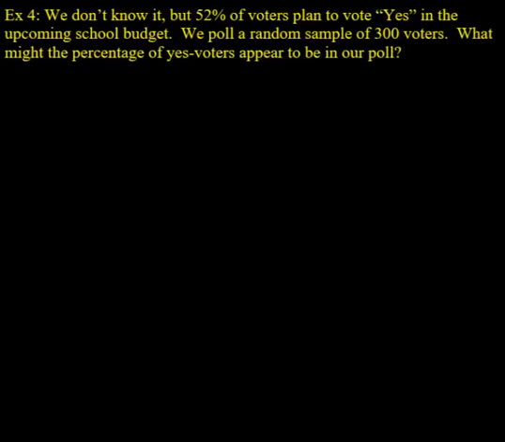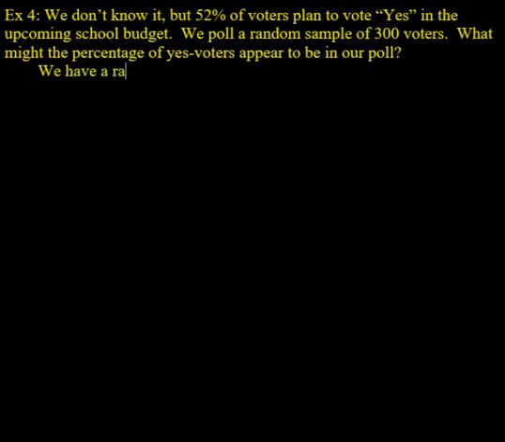Chapter 17, Example 4. We don't know it, but 52% of voters plan to vote yes in the upcoming school budget. We poll a random sample of 300 voters. What might the percentage of yes votes appear to be in our poll? So again, we'll use the empirical rule to describe this.